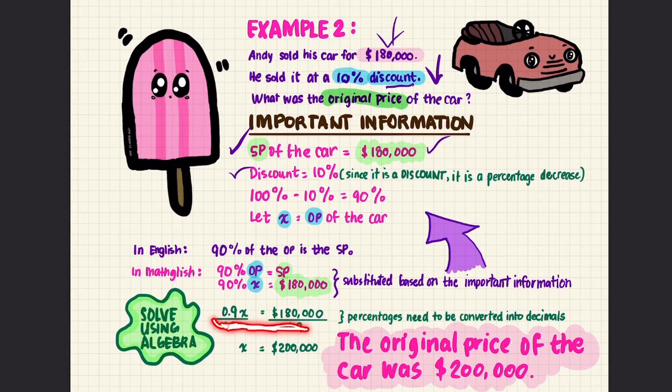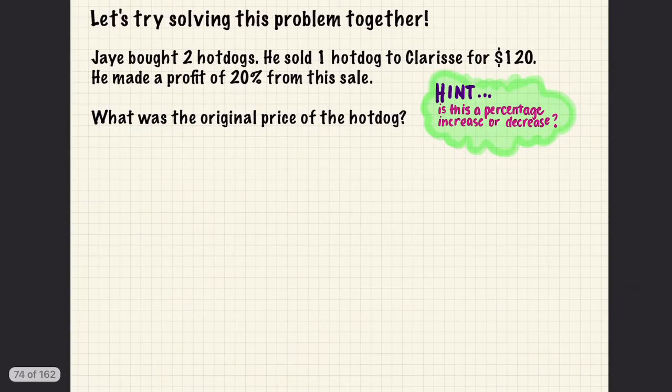Now, you need to isolate the x, so we need to get rid of 0.9. So what do we do? We divide both sides by 0.9. This cancels, and x is equal to 200,000, okay? So the original price of the car was $200,000, okay? So let's look at the sample questions, okay?